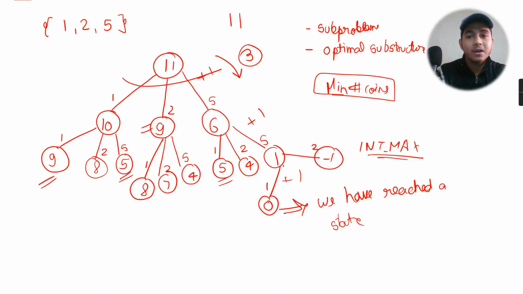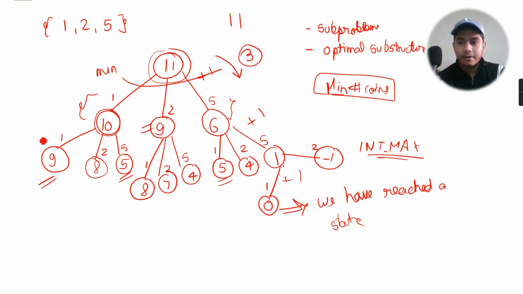So for getting the minimum number of coins to reach this 11, you have to take the minimum out of all these 3, right? And similarly, for getting the minimum number of coins to 10, you have to take the minimum of all these 3, and all these 3, and all these 3, right? So at each state, you have to call for the sub problems, and you have to go for the minimum out of all of them, right?